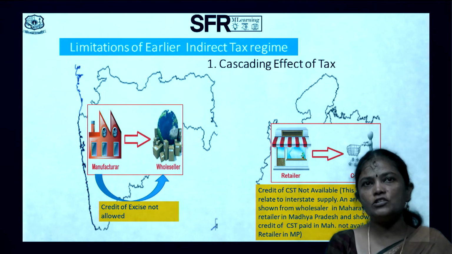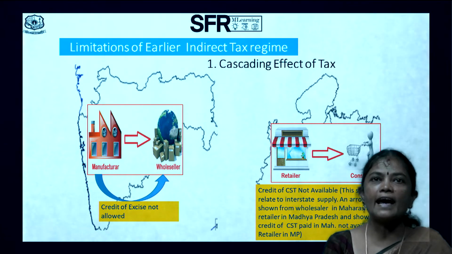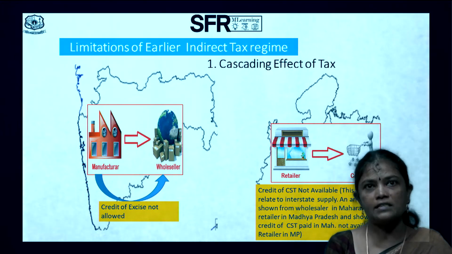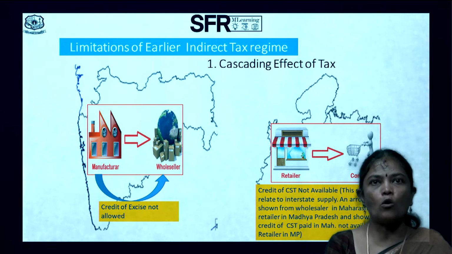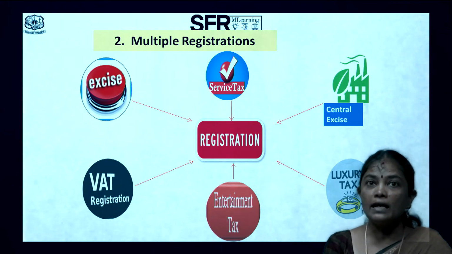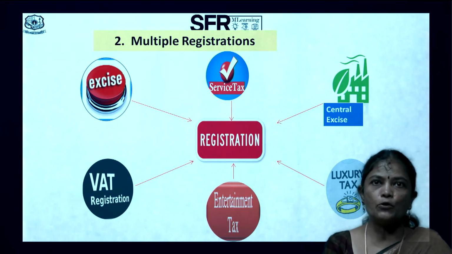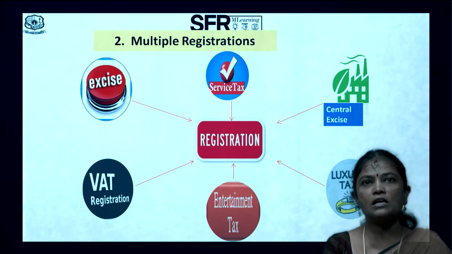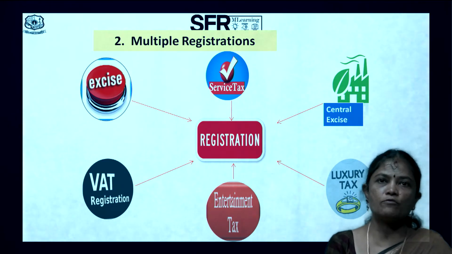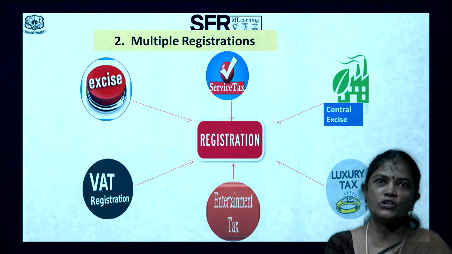The earlier tax regime has several limitations. Of that, the first one is the cascading effect of tax, that is levy of tax on tax. This double taxation is avoided in the current GST provisions. Multiple registrations were there in the previous indirect tax system. A person doing business has to register himself under excise law, service tax, VAT. Separate registration was required for all these taxes, but that is not the case in GST.